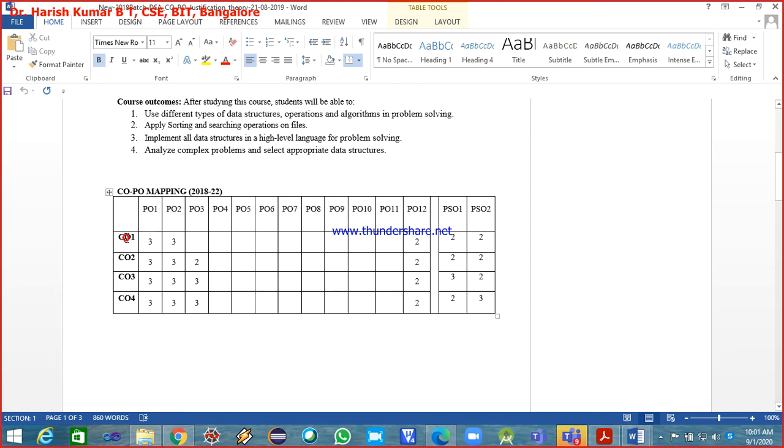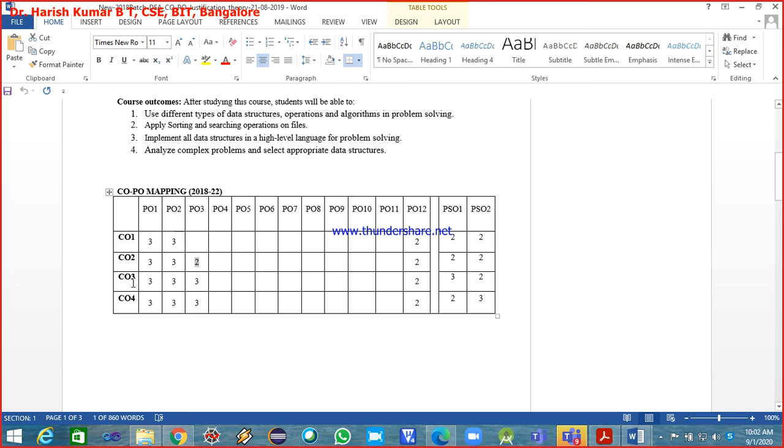Now this CO1 to PO1, it is completely mapped. So 3 means it is higher, and CO1 to PO2 again higher. So CO1 to PO1 is 3. CO1 to PO2 is 3, and CO2 to PO3 is 2. Now why? I think PO3 is problem analysis. Since only 12% of the syllabus contributes to the analysis part, it is not completely mapped. It is mapped only with a 2 value.